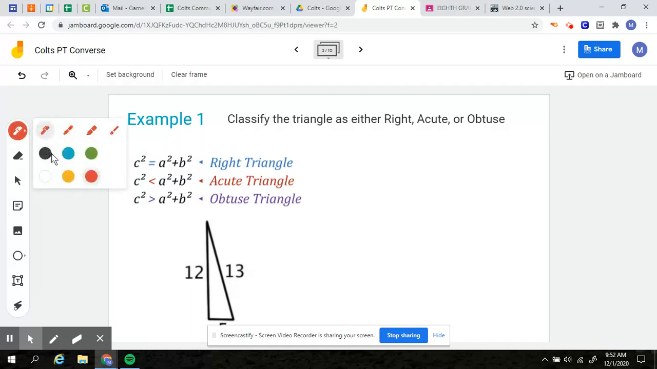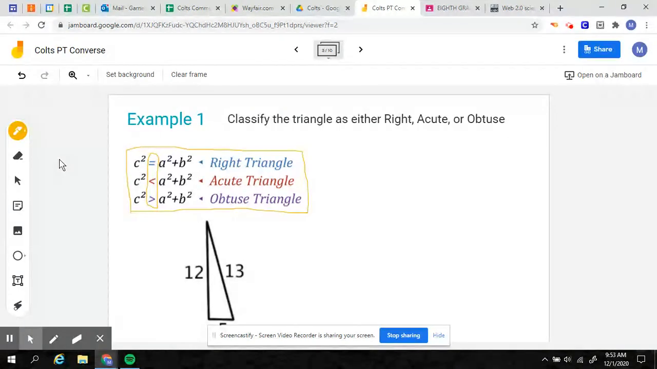acute, or obtuse. I'm going to put this part here in yellow. This is the key. So this key you never have to memorize. It will always be given to you. And what we're trying to do is figure out in our problem which of these three symbols we will have. It's going to be equal, less than, or greater than.